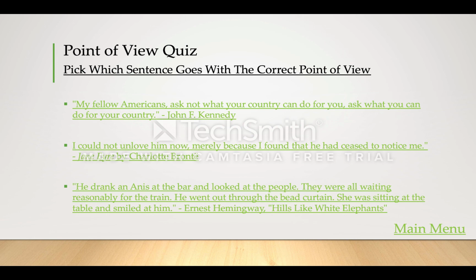And then I've also attached a worksheet where you have the same thing, kind of like the quiz, but it's more for practice. You're going to have 10 sentences. You're going to pick if it's first person, second person, or third person point of view. And then you're just going to give a reason as to why you thought this.